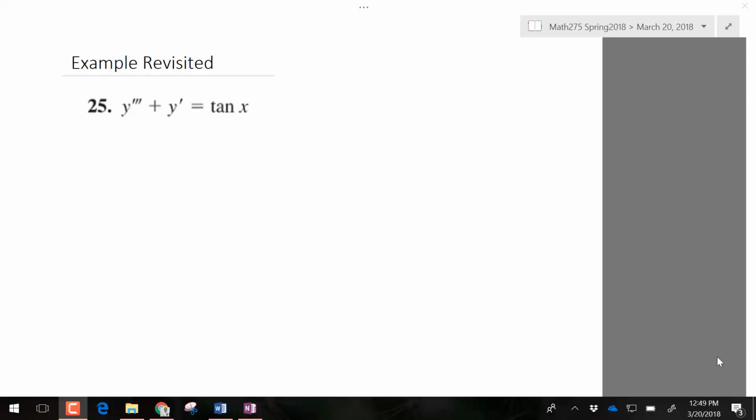We were working on variation of parameters and trying to solve this particular problem. It's non-homogeneous, and the right-hand side is not one of our nice four basic functions. And so we're going to need to use a different method from undetermined coefficients, which is variation of parameters.